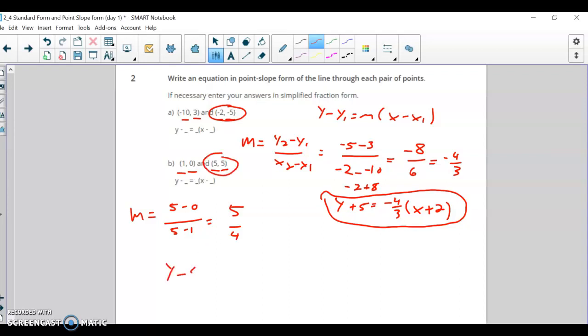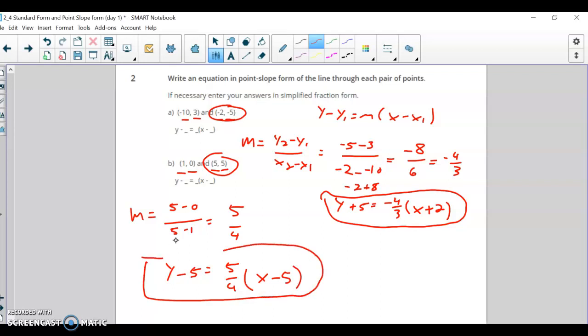So it'd be y minus 5 equals the slope 5/4 times x minus 5. And that would be your equation in point slope form. Okay, and again, if you use the other point, you get something slightly different. But that's your answer using this particular point.